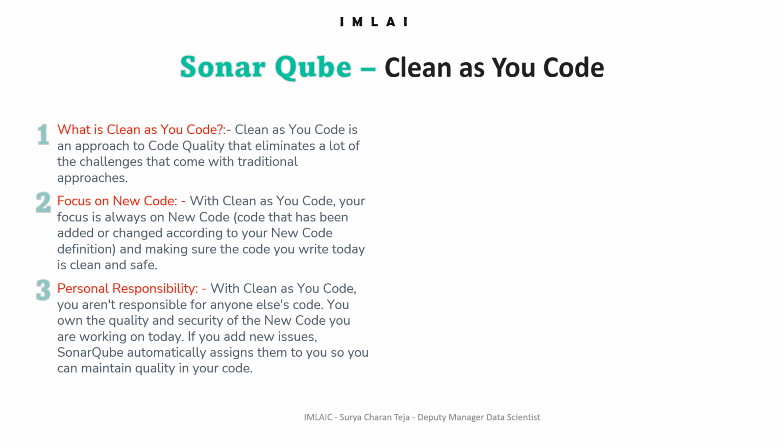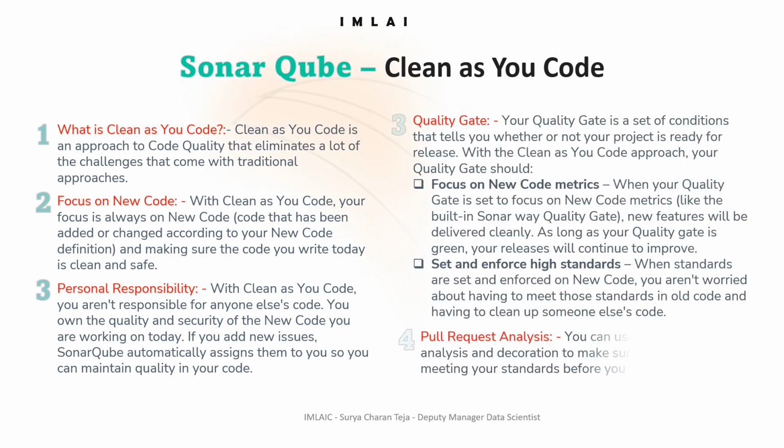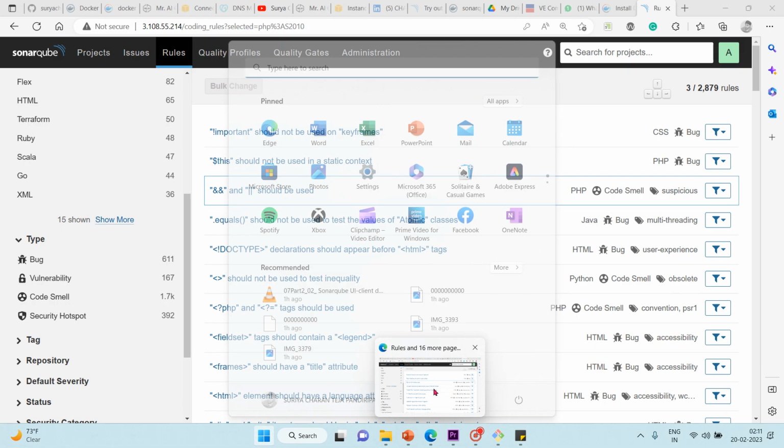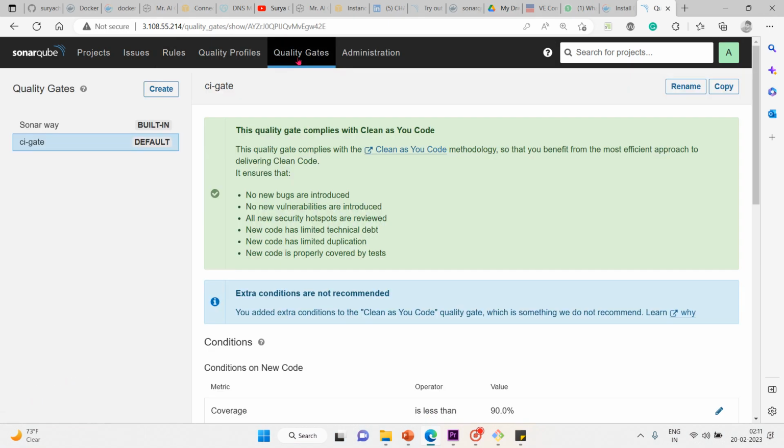With the Clean as You Code approach, your quality gate should focus on new code metrics. When your quality gate is set to focus on new code metrics, like the built-in Sonar way quality gate, new features will be delivered cleanly as long as your quality gate is green. So let me show that. Let me get into the quality gates.